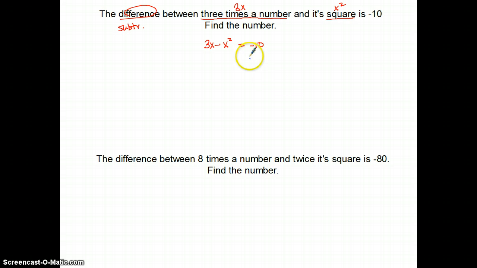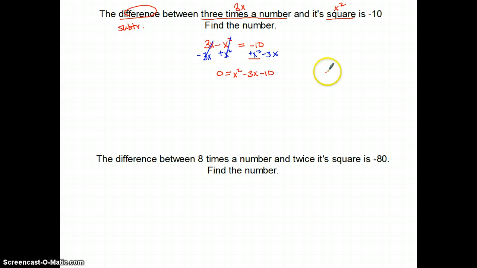Again, just as in the previous slide, I need a 0 on one side, but now notice your x squared is negative. So I'm going to add my x squared from the left over to the right, and I'm also going to subtract a 3x. Doing this leaves me with a 0 on the left-hand side. And on the right, I'm going to rearrange these so I start with the highest exponent, x squared, and decrease down to my constant term, negative 10.